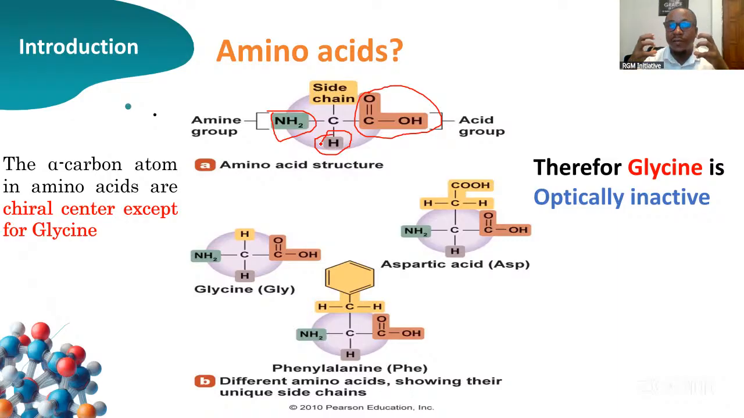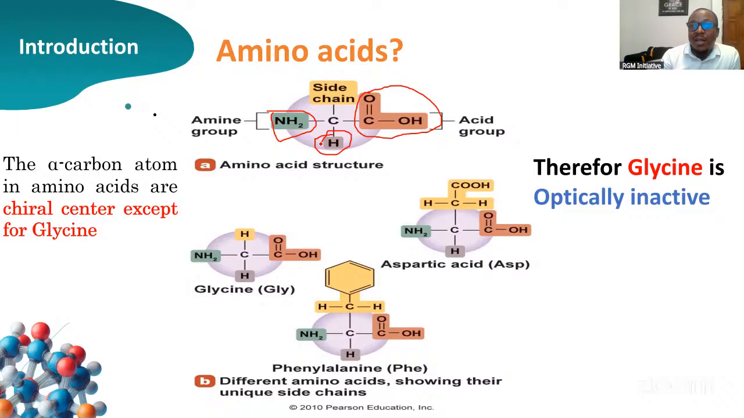Now, these three features, the carboxylic group, the amino group, and the hydrogen, are common to every amino acid found in protein, except proline. But when we get to proline, I will explain further why proline is referred to as an imino acid.